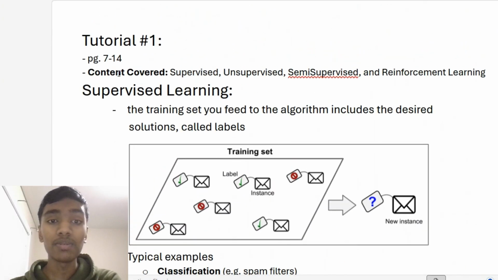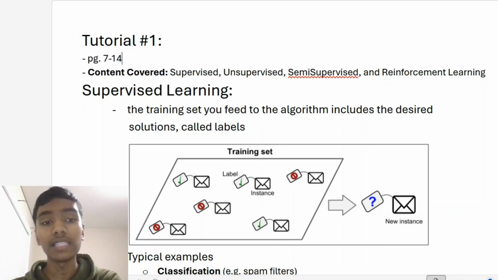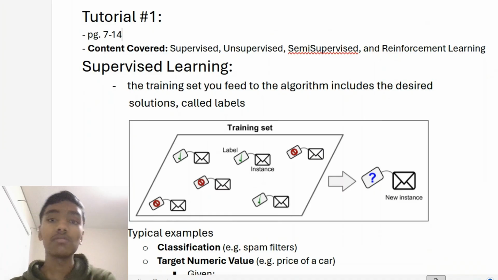You can see here that this PDF file that I created is covering pages 7 all the way to 14. So it's covering roughly 7 to 8 pages, but I'm just trying to minimize this all down into roughly about 2 pages in the PDF file in order for you to really understand this information and the major points that are brought up in these particular pages.